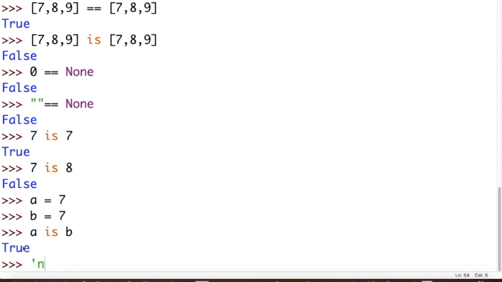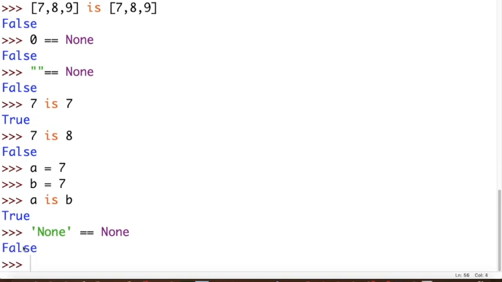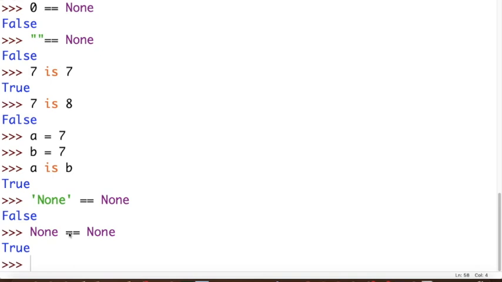String 'None' is equal to None. So this is false, because None, when it is enclosed within single quotes, does not have any special effect. It is not treated as the special data value None. It is rather treated as N-O-N-E, which is a string. So a string when compared to None is always false. Now let us come to the last question, that is None is equal to None, and now these two are the same data values, and hence the result is true.